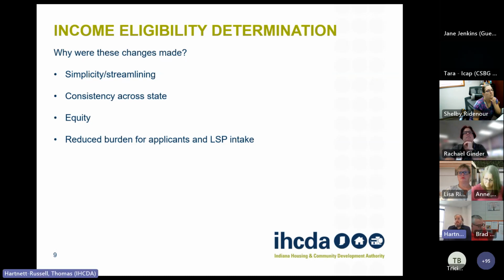These changes were made in order to bring greater simplicity to how we look at income, as well as streamlining our processes, to bring consistency across the state, to be sure that we are determining our income equitably, and to try to reduce burden for both applicants and LSP intake.